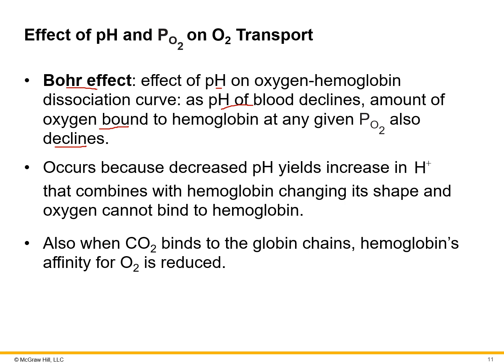And this makes sense because if the pH goes down, that means we have a lot of hydrogen ions, which means there's a lot of carbon dioxide, and we need to have that exchange happening. So we want oxygen to come off of hemoglobin so that carbon dioxide can go on. So again, this is due to that decrease in the pH. Whenever those hydrogen ions combine, it changes the shape, and now oxygen can't bind to the hemoglobin because it's a protein, and pH alters the shape of proteins. So whenever we have a more acidic environment, the change in that protein shape prevents oxygen from binding.